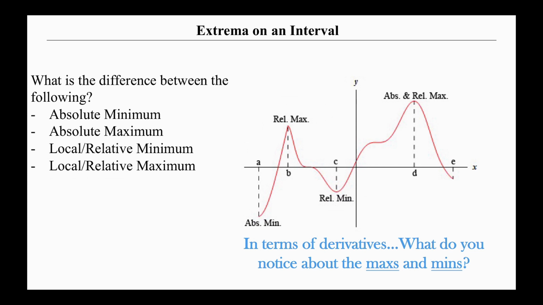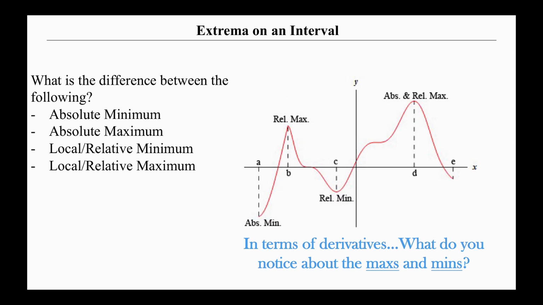So what do you notice about all of the maximums and minimums in terms of derivatives? We've kind of talked about this before, but since we're going to be dealing with it today, I wanted to bring it up. Think about what a derivative is. What's true at B, at C, at D? What's true at A?